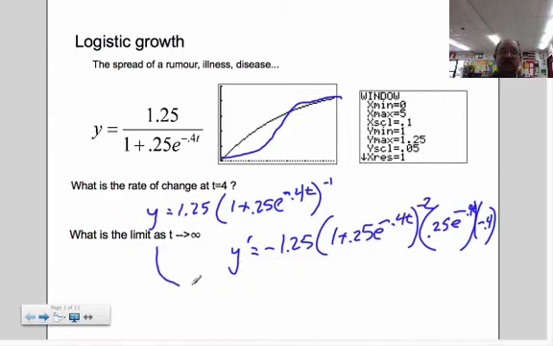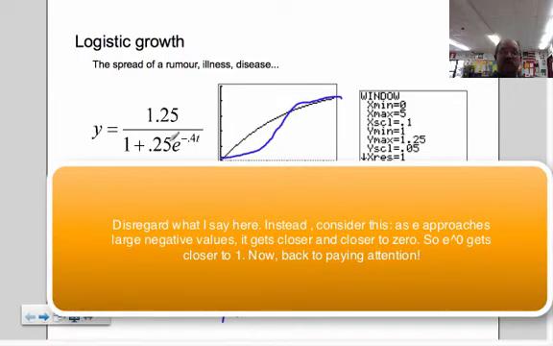Okay, and then the limit as t approaches infinity, as t gets really, really big. What's going on here? Well, as t gets really big, 1.25 is 1.25. 1 is 1. This part, as t gets really big, gets really negatively big, and so we have e to a really negative power. If we remember the shape of e to the x, it gets really, really close to 0. So this part gets really close to 0.